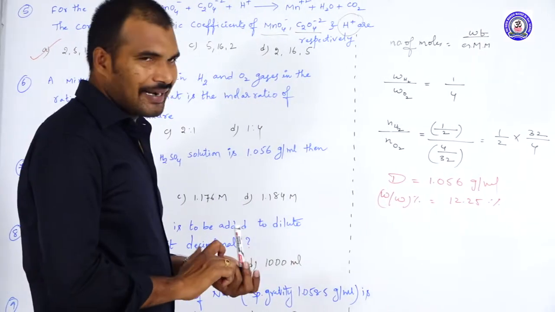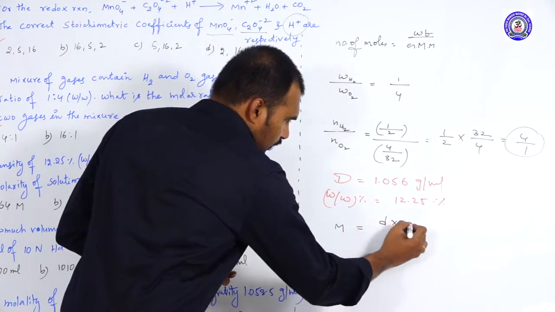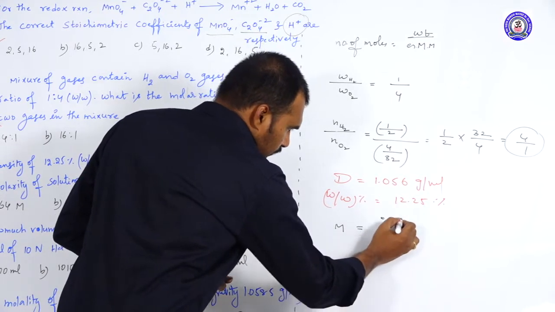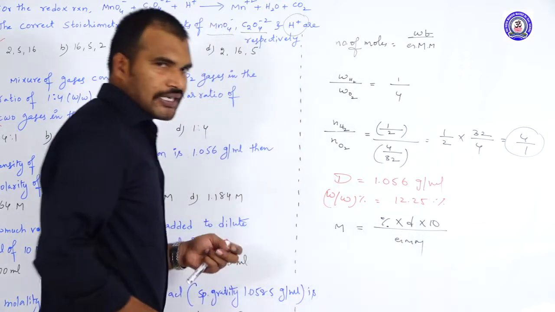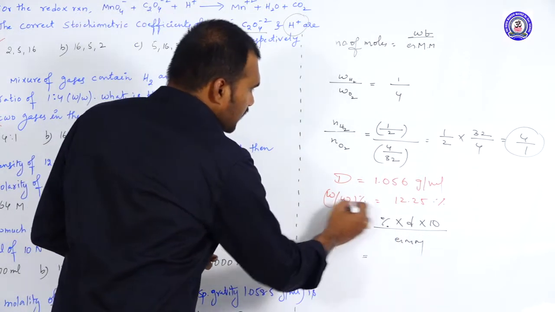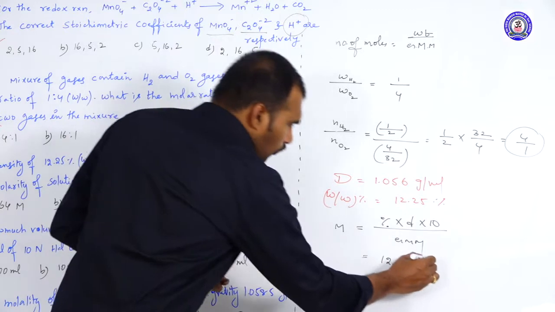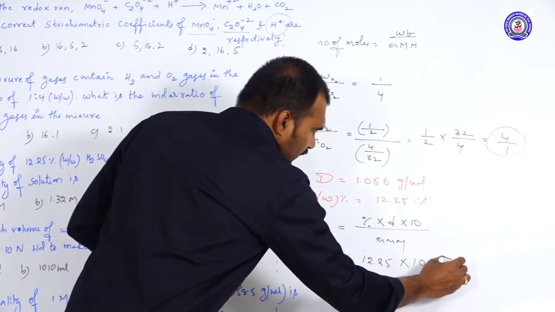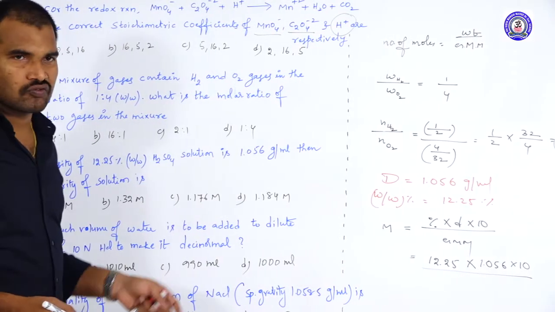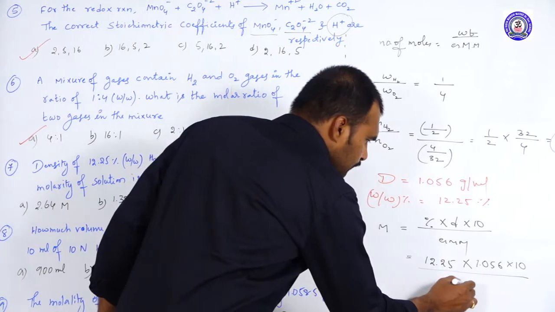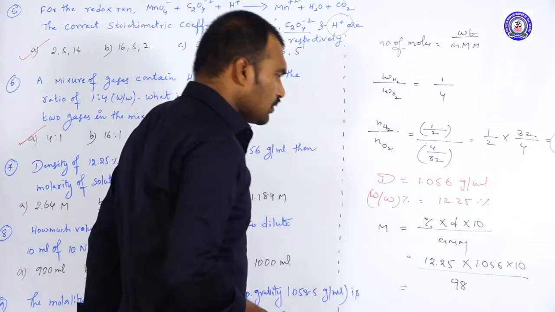He's asking molarity. So what is the formula for molarity? Given percentage into density into 10 by gram molar mass of the substance. That is equal to, what is the percentage they given? 12.25 into density, how much? 1.056 into 10 by, what is the gram molar mass of the substance? That is H2SO4, that is 98. H2SO4 molecular weight is 98.